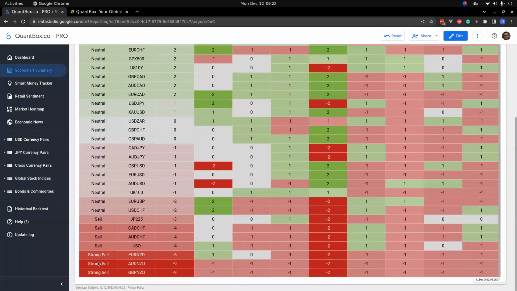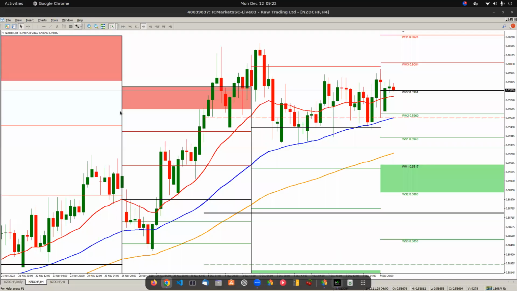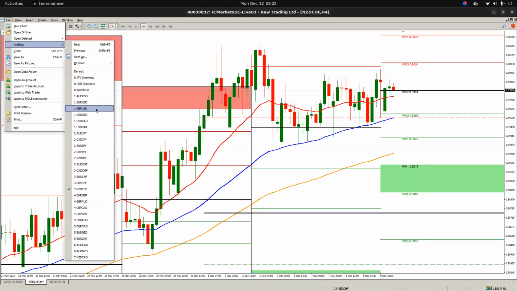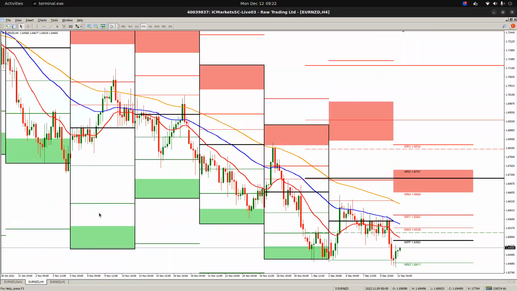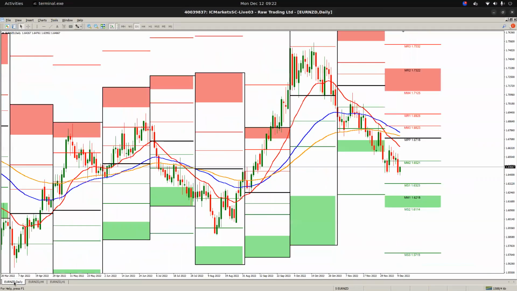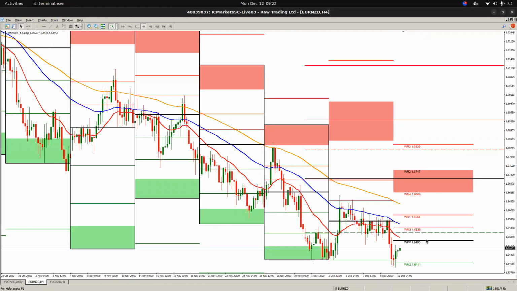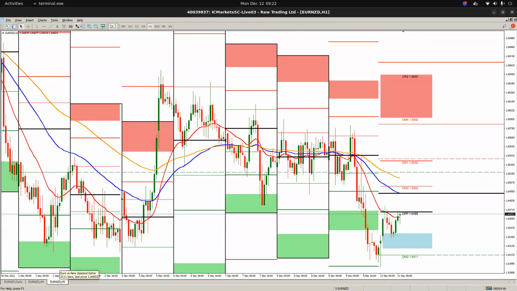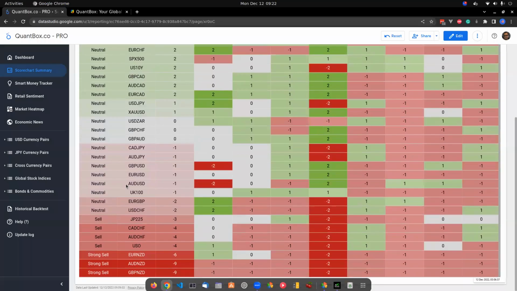In terms of strong sells, Euro Kiwi. Nice down here, closing at support. Not a fan of selling that. Also completely out of position. No, I'm not going to follow that signal.